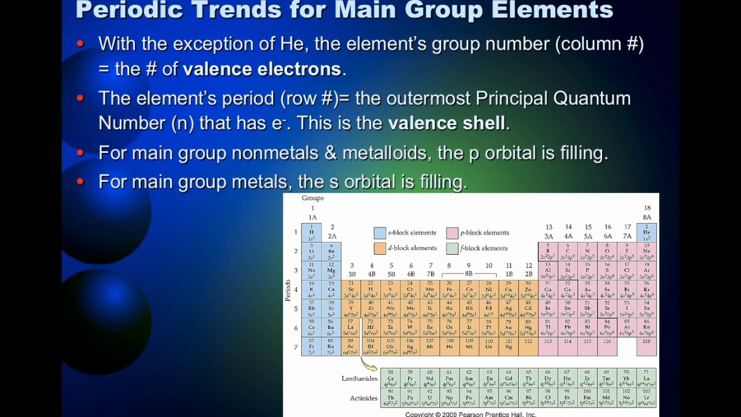The element's period or row number is equal to the outermost principal quantum number, or the outermost shell, and this is the valence shell. So, for example, again, for hydrogen, the valence shell is shell 1. For lithium and boron and carbon and all of those, the valence shell is shell 2. For sodium, the valence shell is shell 3, and so on.